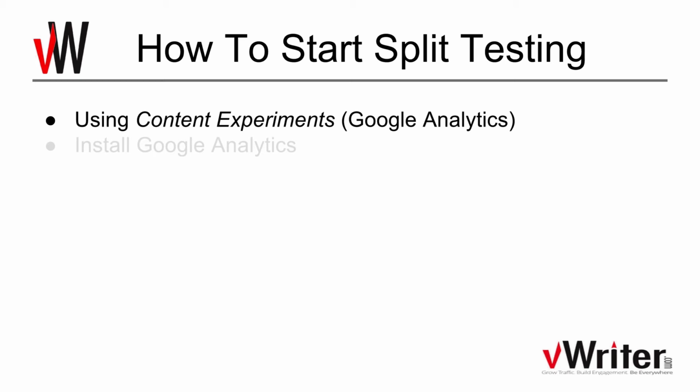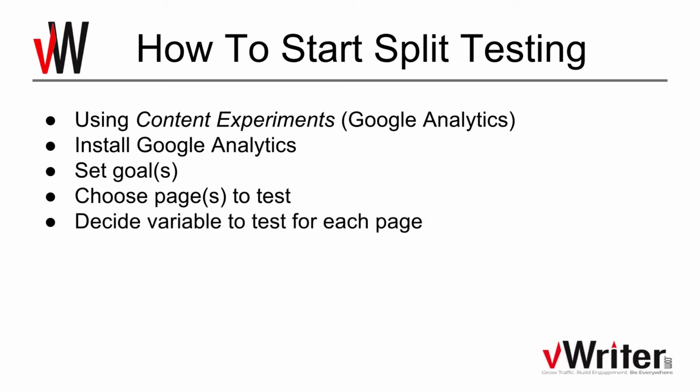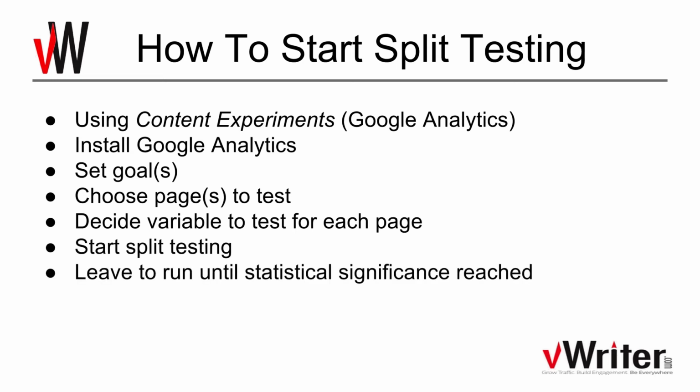So the first step will be to install Google Analytics, and we'll go through all these steps. We then set goals within your account. So the goal would be what you want to achieve on a particular page. You choose the pages that you want to test and set up the tests for them. You decide the variable that you're going to test for each page, whether that be the form layout, the headline, a button, and so on. And start the split testing process. Leave it to run until you achieve that statistical significance that I've been through.